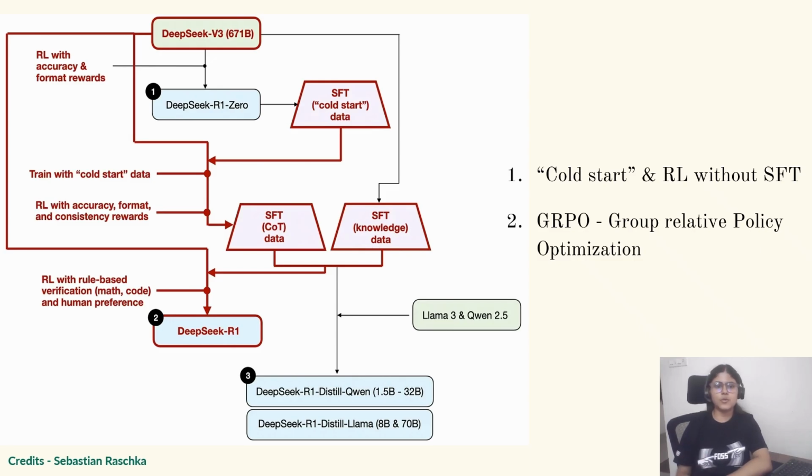So there was another reward model introduced, which is this consistency model, which would ensure consistency while switching between multiple languages. And the 600K data that was generated is this SFT data that you have here. They generated another set of knowledge data, which they got from DeepSeek v3, and that was around 200k data.